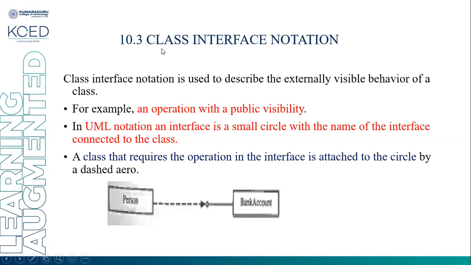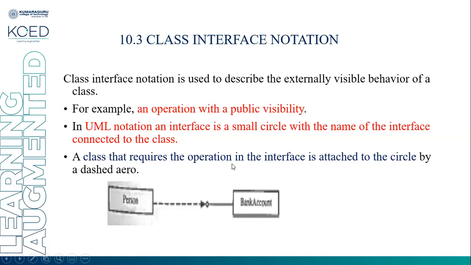Next one is the interface notation. Class interface notation is used to describe the externally visible behavior of a class. For example, when you want to access a class, you have to access it through its interface, for example an operation with public visibility. In UML notation, an interface is a small circle. Bank is a class. A line along with the small circle is an interface symbol. The small circle with the name of the interface is connected to the class.